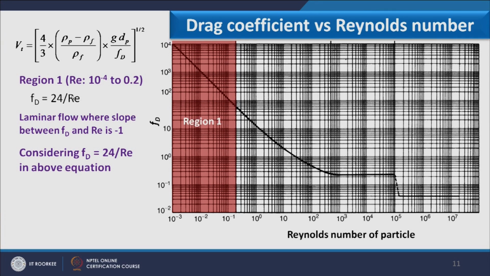Now, once I consider the Fd factor, which is 24 by Re, in the generalized equation of terminal settling velocity, then we can rewrite the expression of Vt as g dp square (rho p minus rho f) by 18 mu. This expression is basically used for laminar flow, and we call it the Stokes law. Stokes law is used to calculate the terminal settling velocity of a particle when it is falling in the laminar zone.